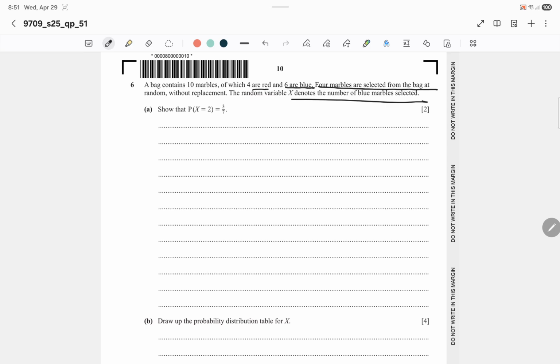4 marbles are selected from the bag at random. So out of the 4 marbles, you're going to get 2 blue marbles. Out of 6 blue marbles, you're taking 2, so 6C2. And the rest, you have 4C2 red, since you're only taking 2 blue.